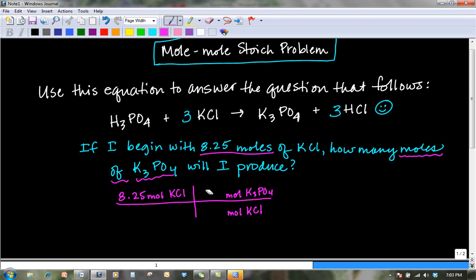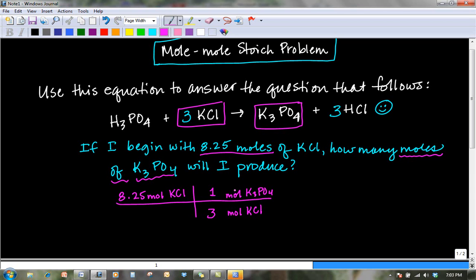Now all we have to do is figure out what numbers to put here and here. What I'm going to use is something called the mole ratio, which I believe everybody has practiced already in class. All that we do is we plug in the coefficients that are in front of each compound in the equation. In front of potassium chloride, I have a 3, so I'm going to put a 3 here. And in front of potassium phosphate, I have no number, so I'm just going to assume that that's 1. Okay, we're ready to calculate.